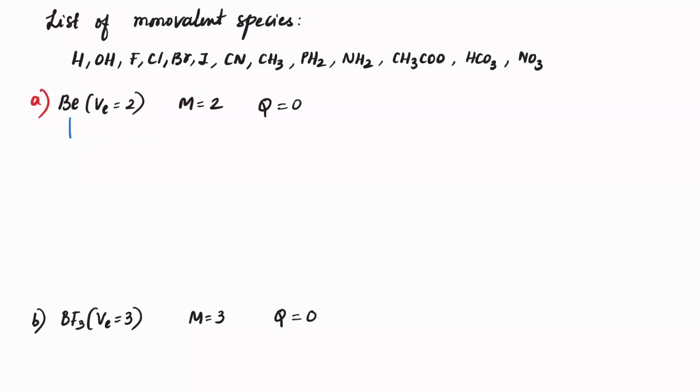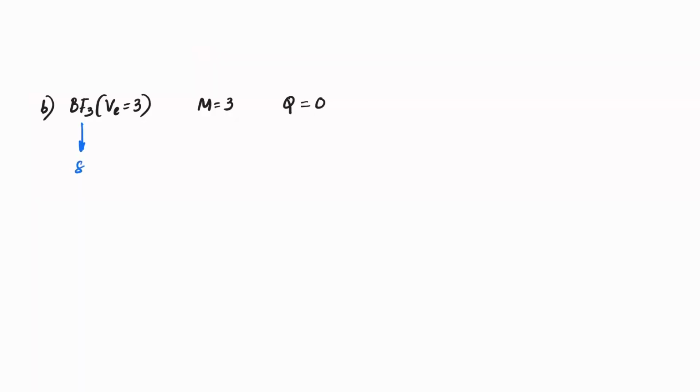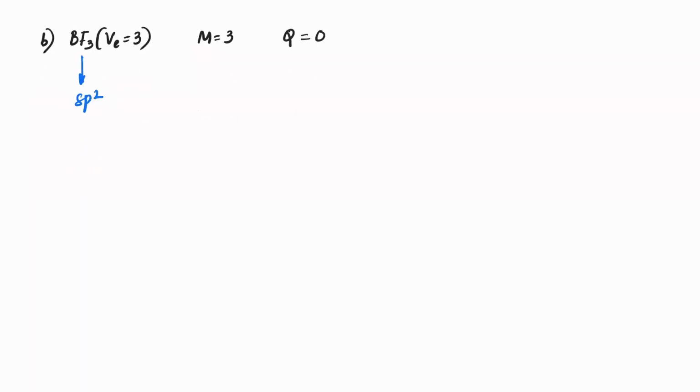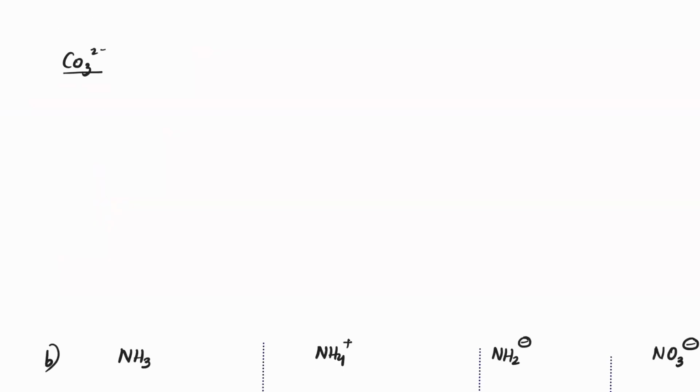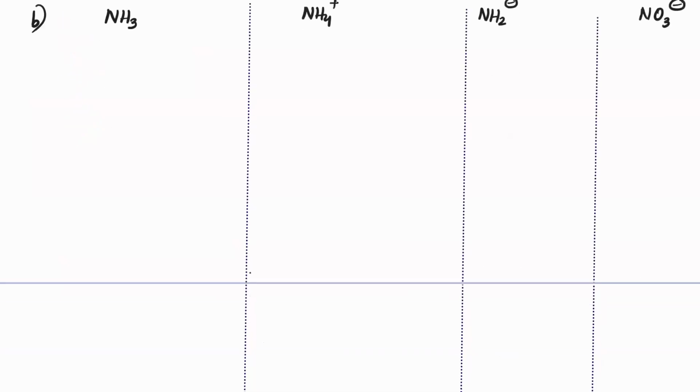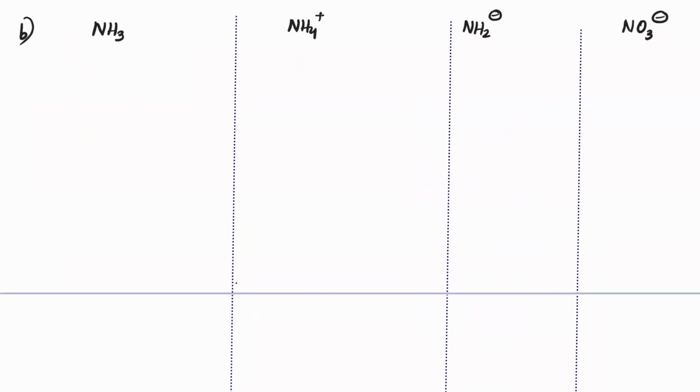I've already discussed this. This is about sp, sp2, and sp2. Now, let's come to the second one. If I have to calculate the hybridization for all the central atoms in this case, that is nitrogens.